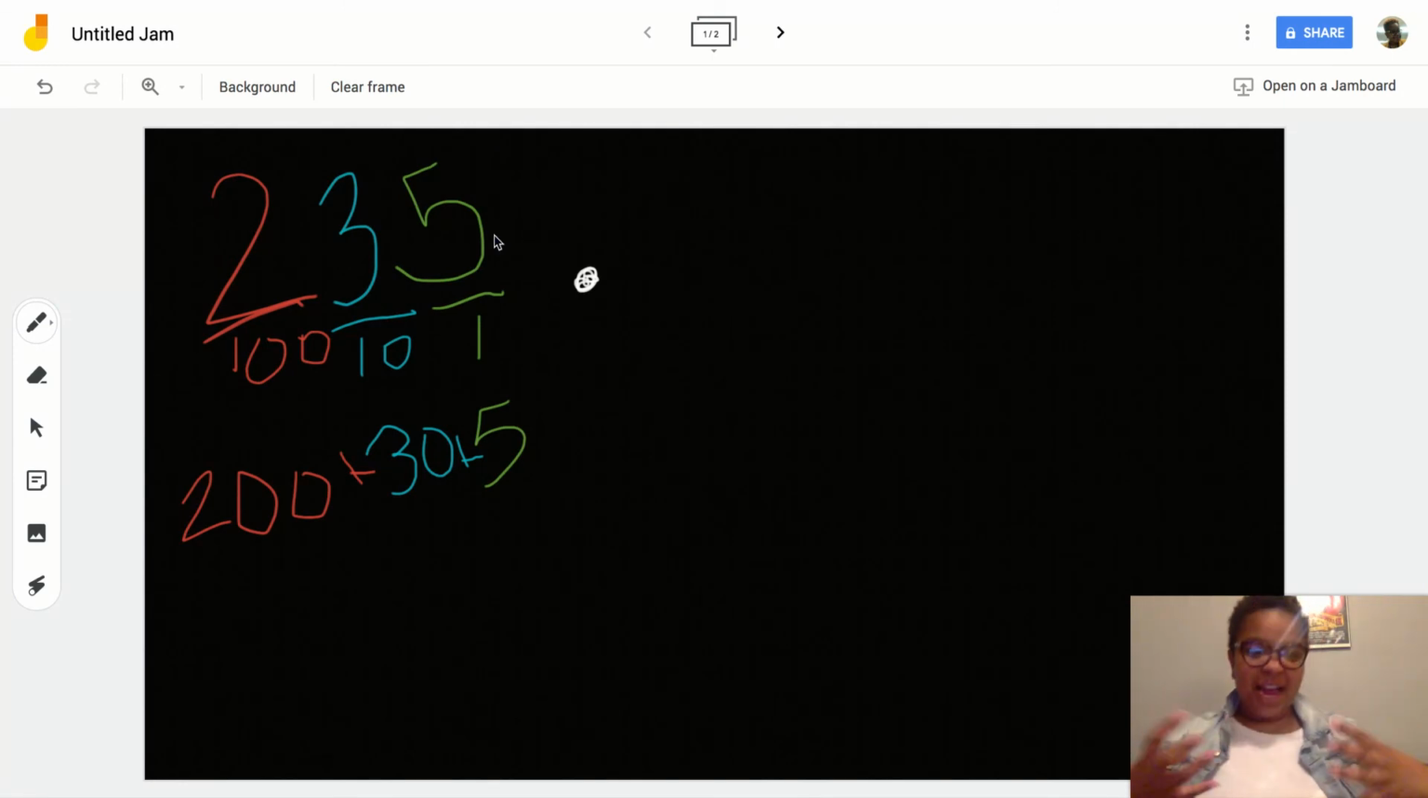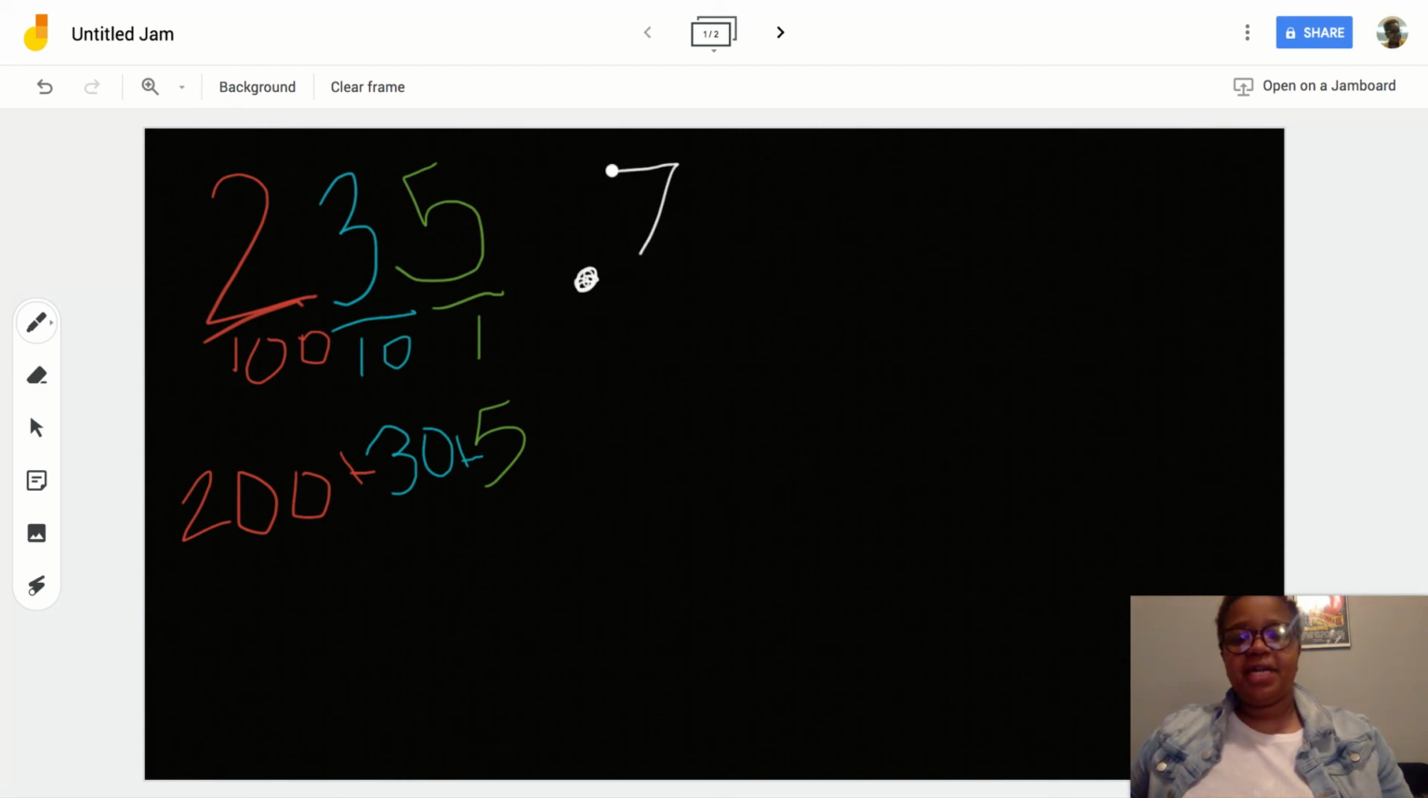Think of when we did fractions. We took a big number and we broke it down into pieces. That's all that a decimal is. Taking a whole number and breaking it into smaller, easier, workable pieces. All right.